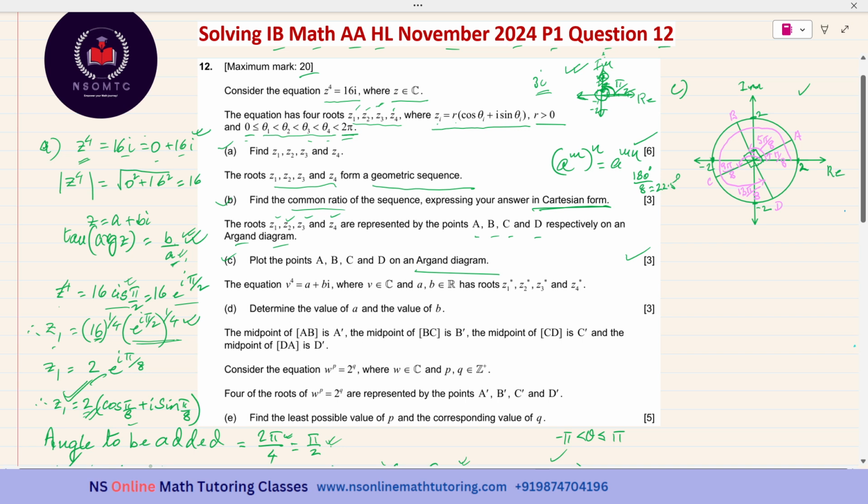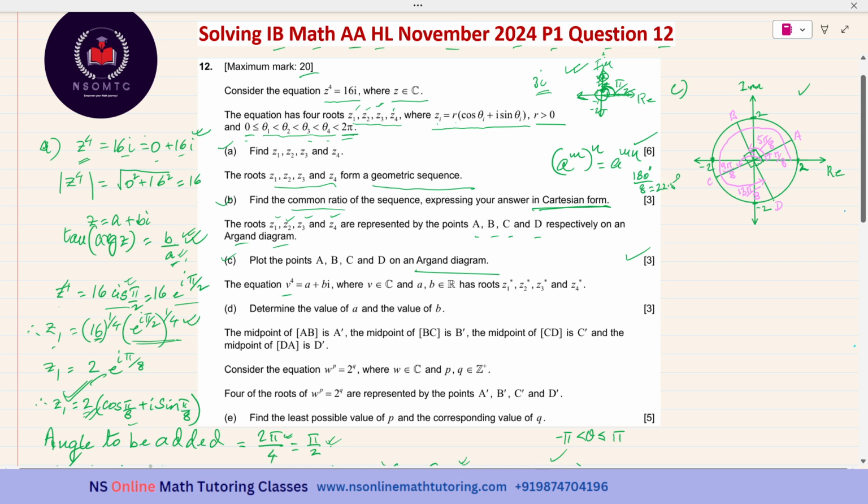And then if you extend that OA line on the other side, you will get the point C on the circumference. And similarly, if you extend the BO line, you will reach this point D, because the angle between two consecutive roots is 90 degrees. Okay, so this is the Argand diagram.